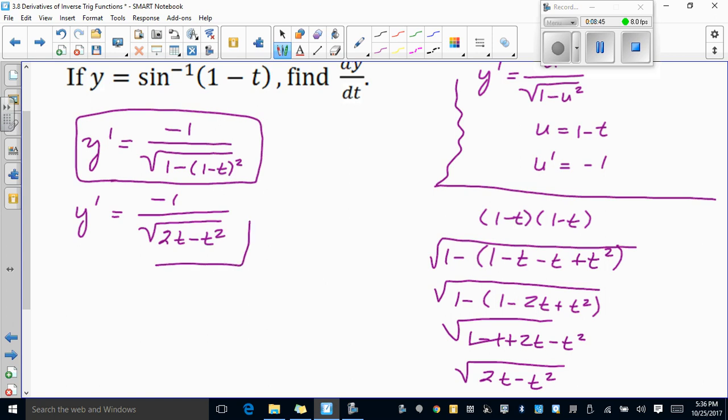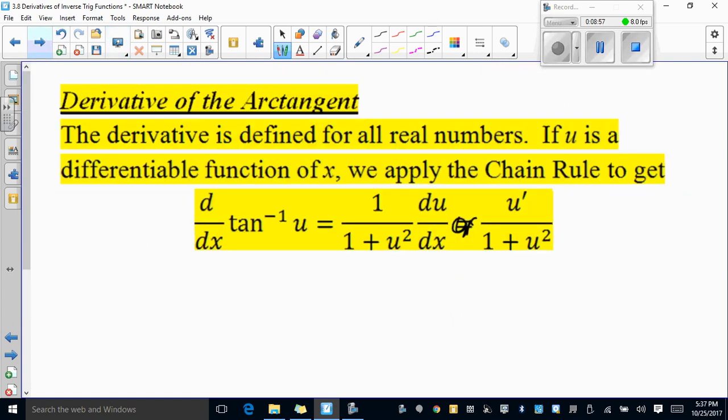Okay, so let's look at some of the other derivatives for arc trig values, inverse trig values. Derivative of the arctangent. The derivative is defined for all real numbers if u is a differentiable function of x. We apply the chain rule to get the derivative of arctangent to be 1 over 1 plus u squared du dx, or u prime over 1 plus u squared.